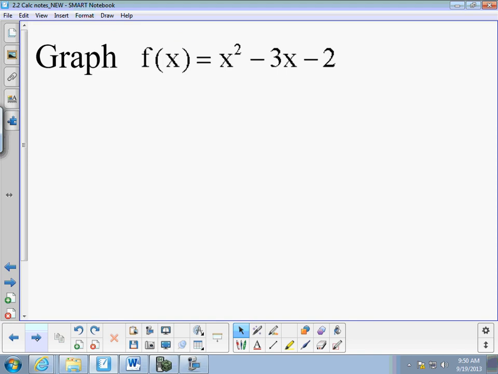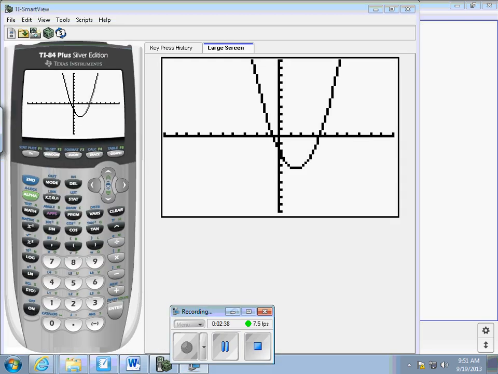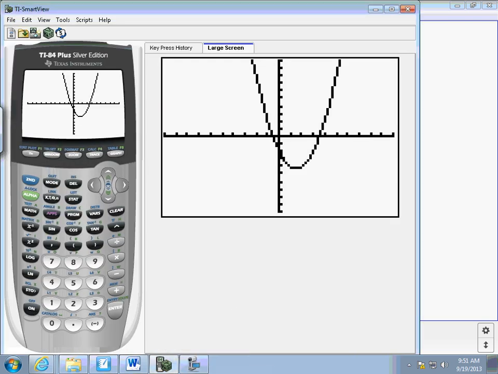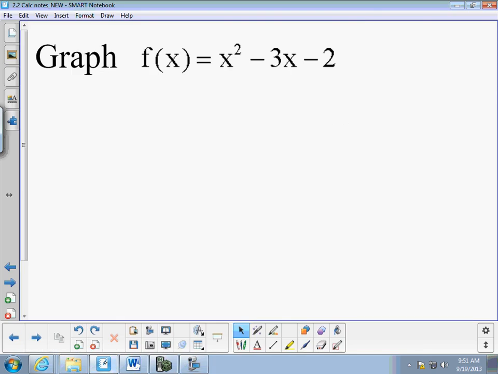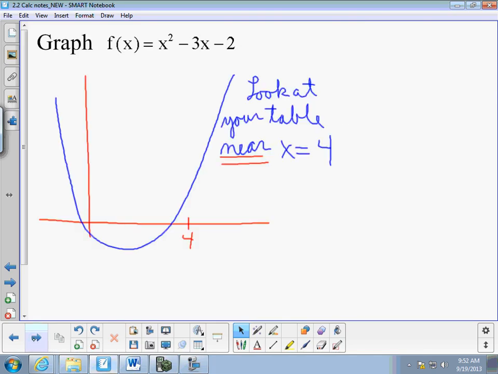So, two-sided limit. Get this picture on your calculator and take a look at what it looks like. Go. Okay, so the graph looks like this, right? Take a look at something like that. Take a look at your table. Remember how to do that? Go second table and get near 4.